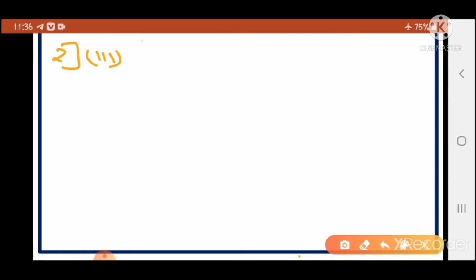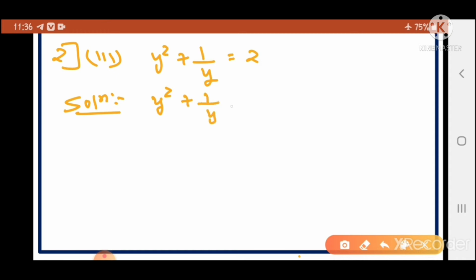of your textbook itself, that is y square plus 1 upon y is equal to 2. Now identify whether it is a quadratic. You cannot identify directly from this, right? So you have to do the simplification. Whenever you see such an equation, in the denominator you can see one term, that is y, right? So you have to remove this y. What you will do is multiply throughout both sides by y.